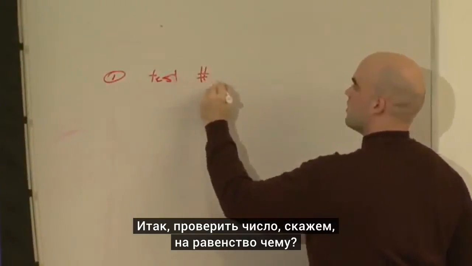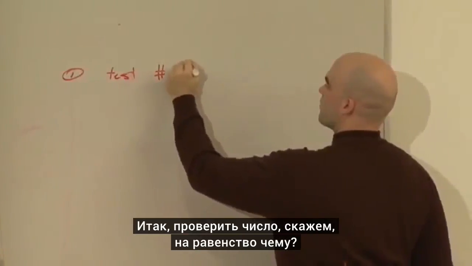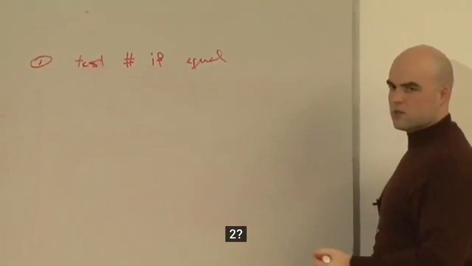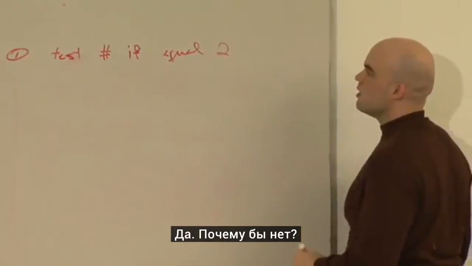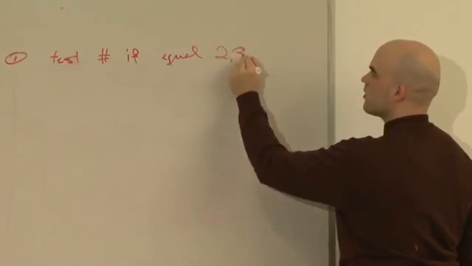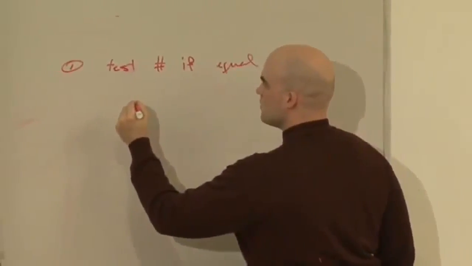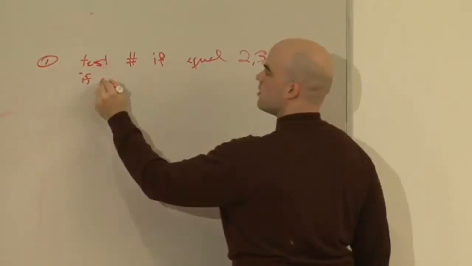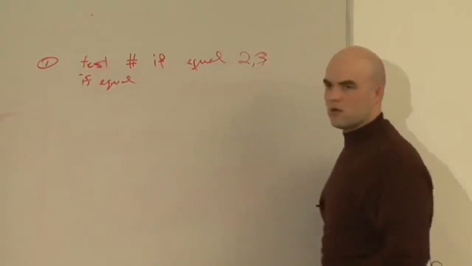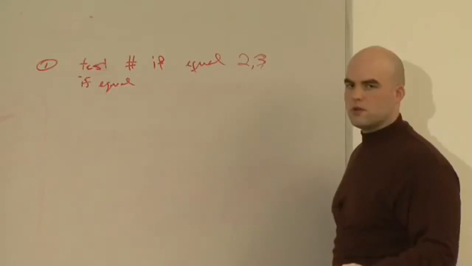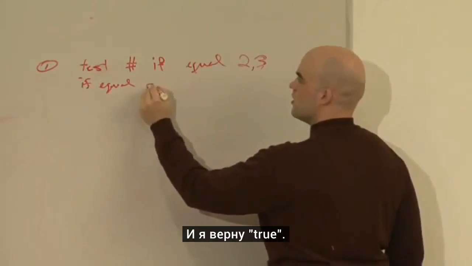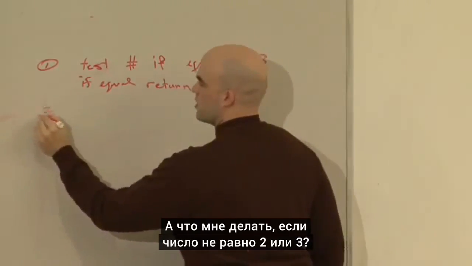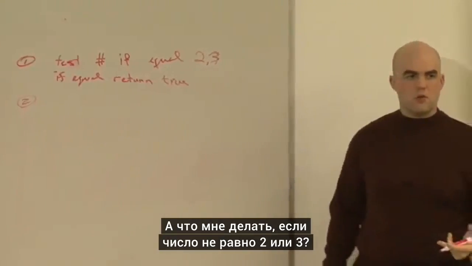All right, so test number: if it's equal to 2, yeah, why not? And maybe 3. Now what do I do if it is? Are they prime? So I'm done, right? I'm going to return true. Now, what do I do if the number given is not 2 or 3?